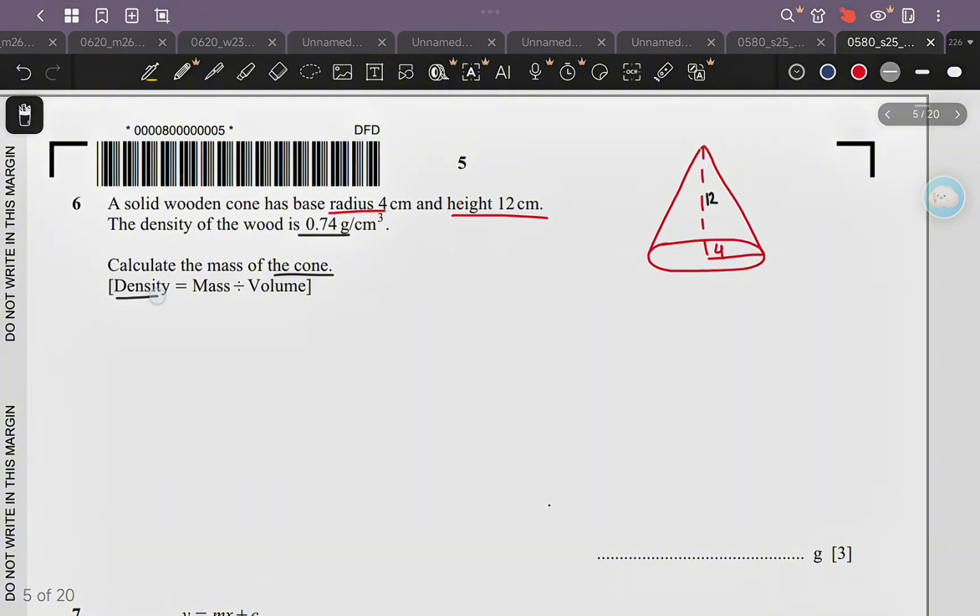The formula is density equals mass divided by volume. We have the density, we do not have the mass, we have to calculate that, and we have the values to find the volume.